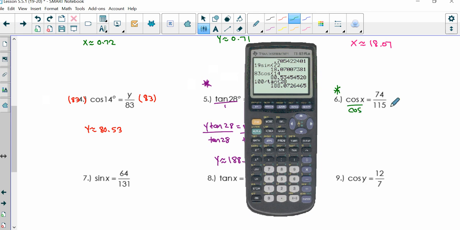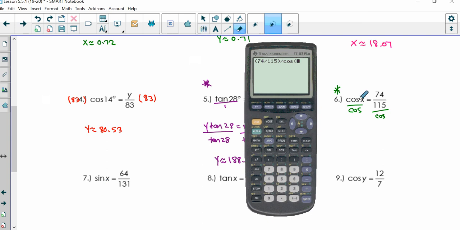But if I were to do that on this side, look what happens in my calculator. If I were to do 74 divided by 115 divided by cosine, the calculator is not going to let me just put cosine. It wants to know cosine of what. You always have to be taking the cosine of something or sine of something. So notice it puts that parentheses in. If I hit enter, it's going to say that there's an error. And if I hit go to, it's going to say you never put anything in there. So dividing by cosine is not an option because we're not doing x times cosine.